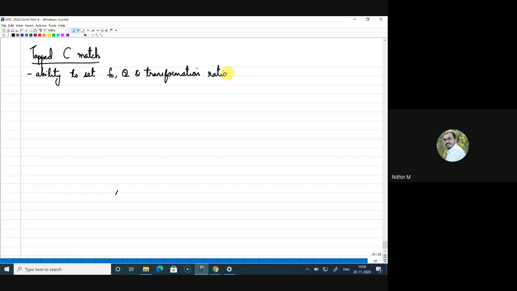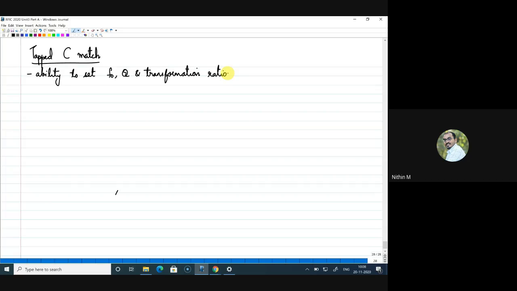And if you look at the places where we use this tapped capacitor resonator or tapped capacitor match, they are mainly used in RF oscillators. Probably in unit 4, when we study oscillators, we'll definitely discuss this tapped capacitor resonator, which is used in oscillators.